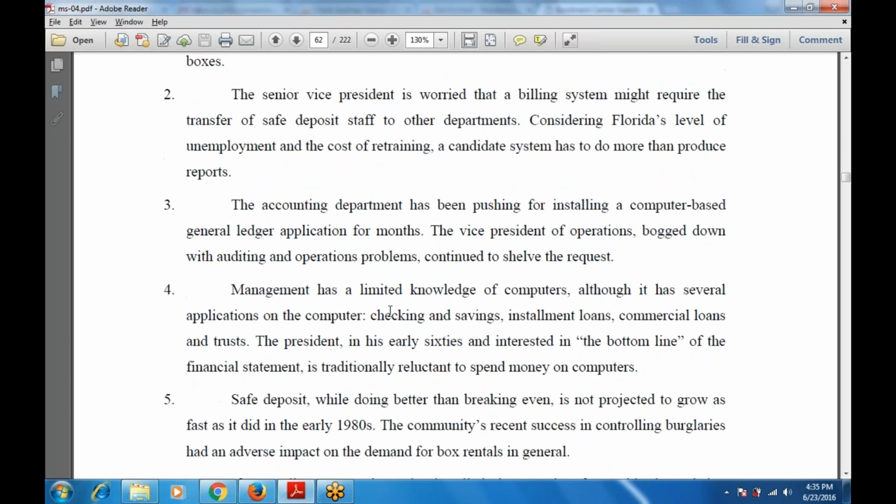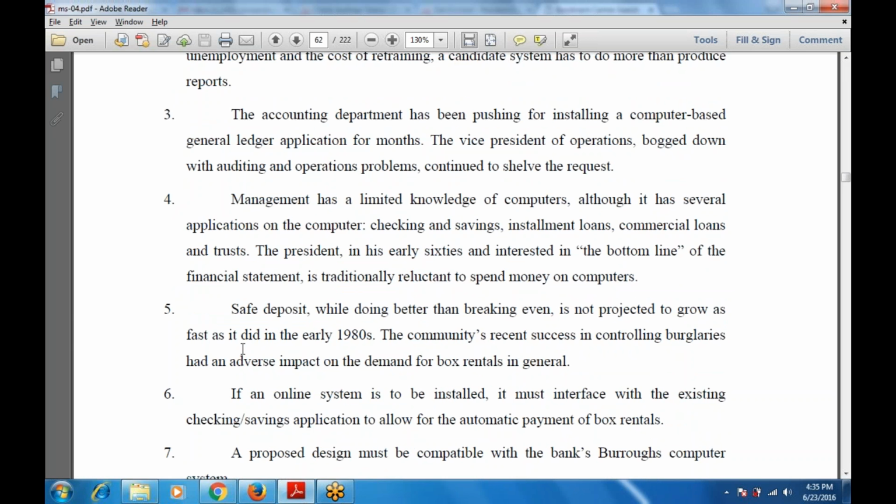And management has limited knowledge of computers, although it has several applications on the computer: checking and saving, installment loans, commercial loans, and the trust. Then there is a safe deposit. While doing better than breaking even, that is not projected to grow as fast as it did in the early 1980s. So there's a recent success in controlling the, which could have an adverse effect on the demand for the books rental in the journal.